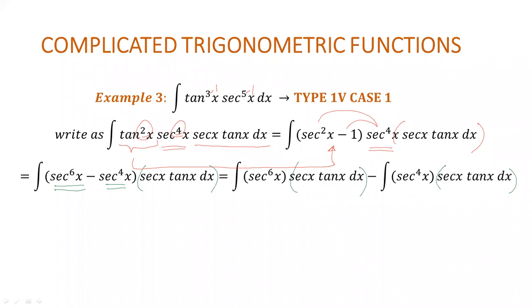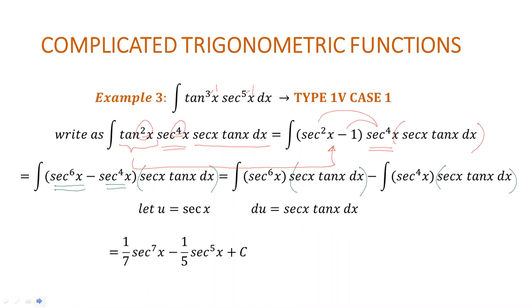If you look closely, if you let u be your secant, then your du is secant x tangent x dx. Then that will allow you to have the power rule. In the case of this, it becomes 7 over 7. In the case of this, that would be 5 for the exponent over 5. So this integral has this particular answer when evaluated. So take note of that.